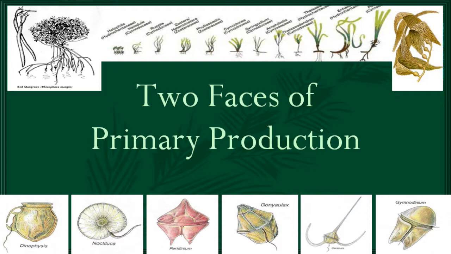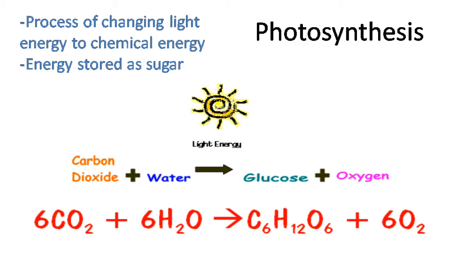So the process that they engage in is first and foremost called photosynthesis. I'm sure you're quite familiar with this already from grade school all the way to high school, so I will just give you an overview. Basically, photosynthesis is the process of changing light energy from the sun to chemical energy, and that energy is stored in the form of sugar. With that light energy, you take carbon dioxide and water and form glucose and oxygen. And that's the job of the primary producers, or what you can call the autotrophs.